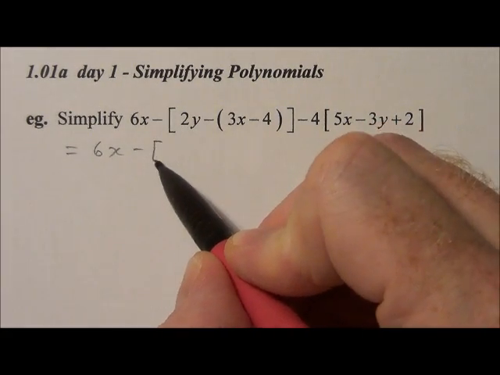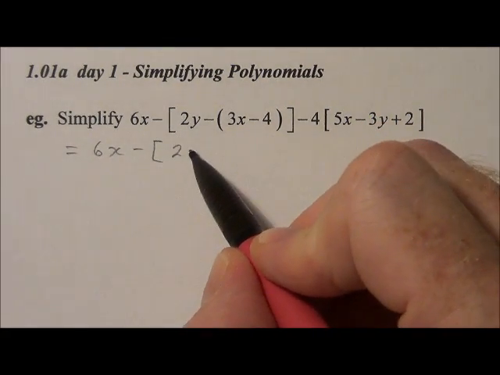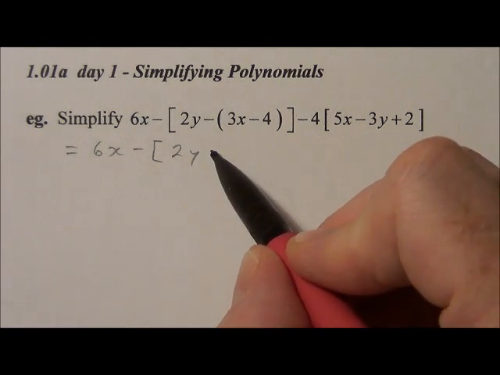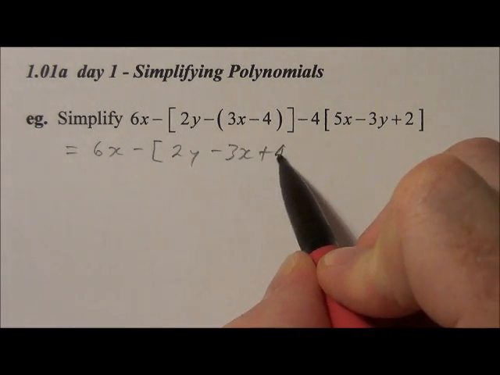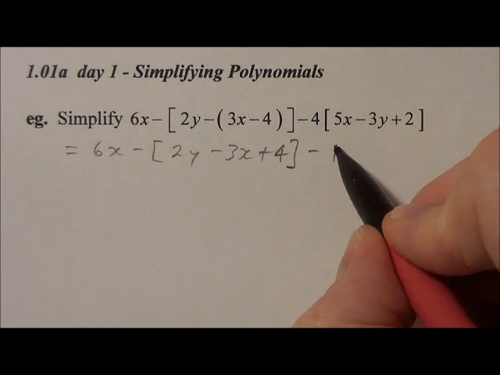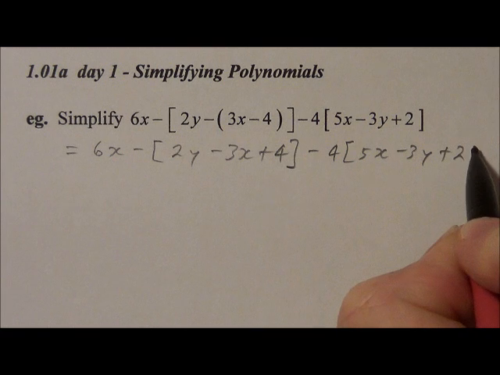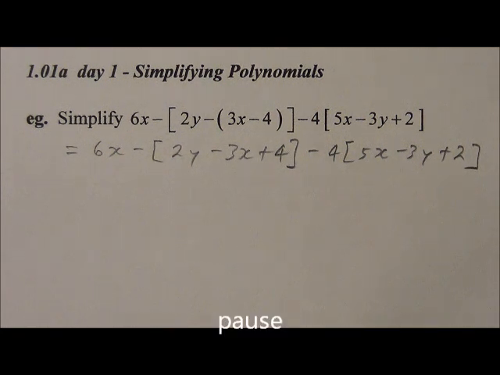So I'm just going to leave that negative out front here in the square here, and I expand in that negative into the 3x minus 4, so you get negative 3x plus 4. And I'll leave that one out there also just for now. Pause now, please.